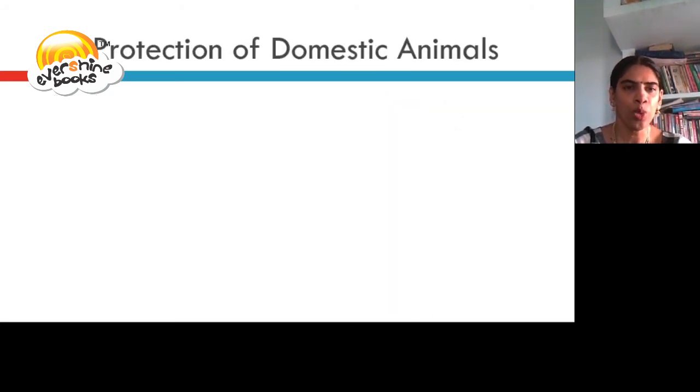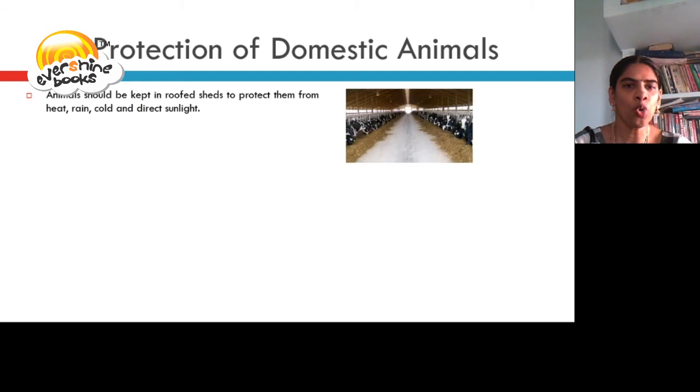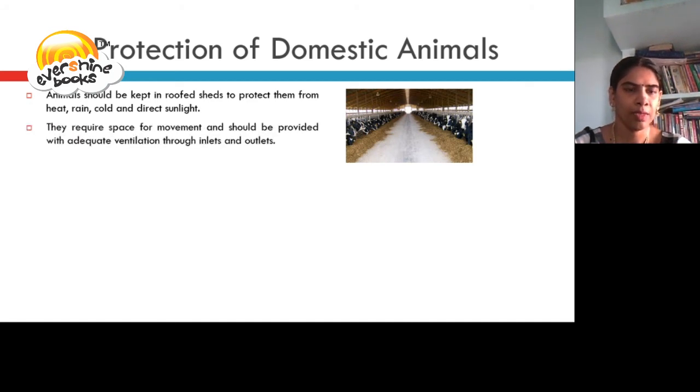How do we protect domestic animals? Animals should be kept in roofed sheds to protect them from direct heat, rain, cold, and sunlight. They require space for movement and should be provided with adequate ventilation through inlets and outlets. The sheds should be cleaned regularly.